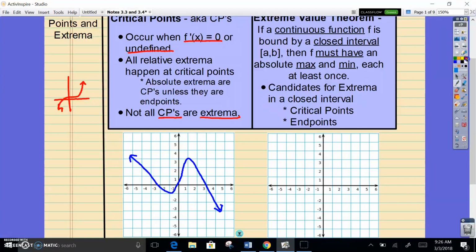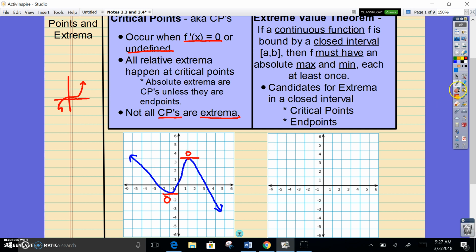The CPs are going to be located whenever the derivative is 0 or undefined. In this case, we got a 0 derivative here, a nice horizontal line. Another one here. I happen to put it at -1 and also at +1. And so those are our two CPs. Now, you can see that this graph is not bound by a closed interval. It goes on forever. So in this case, our theorem would not be able to guarantee us that we would have absolute extrema, and in fact, we don't.